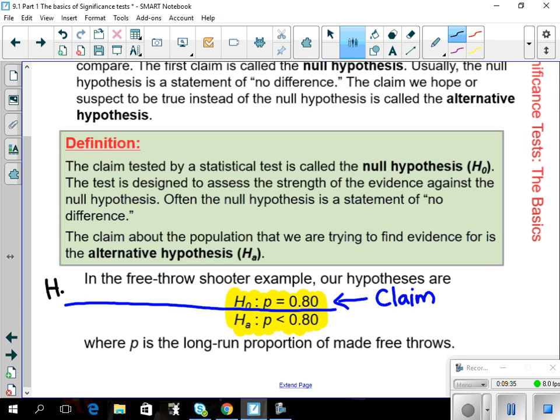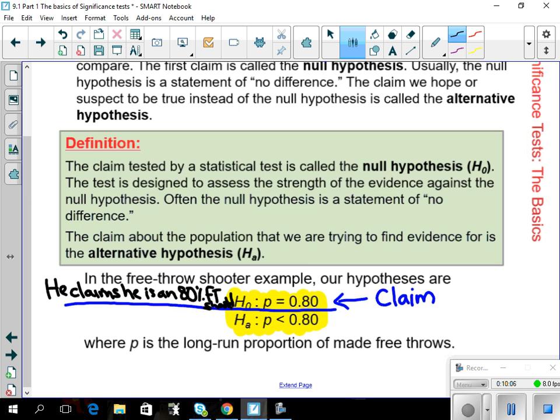He claims he is an 80% free throw shooter. Is that okay? That's the claim. That's the null hypothesis. I want you to be able to write it in context, so in words, and also write it in the notation, okay? So you need to do both for me.